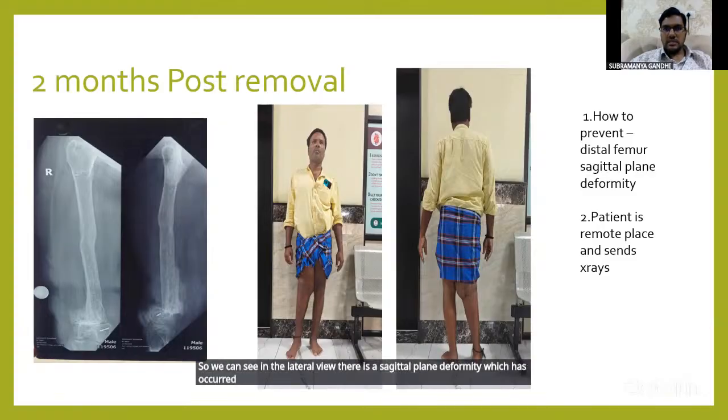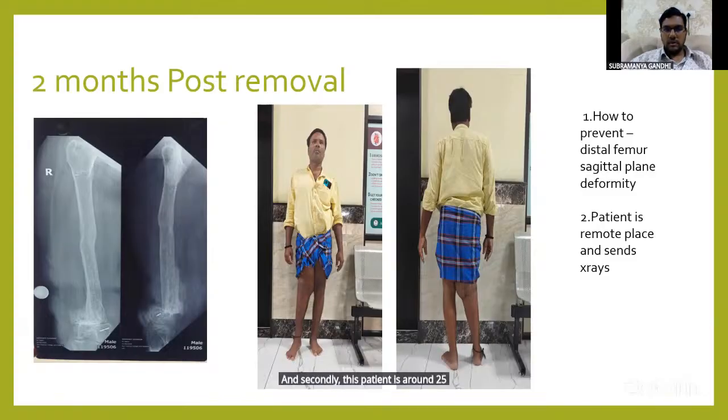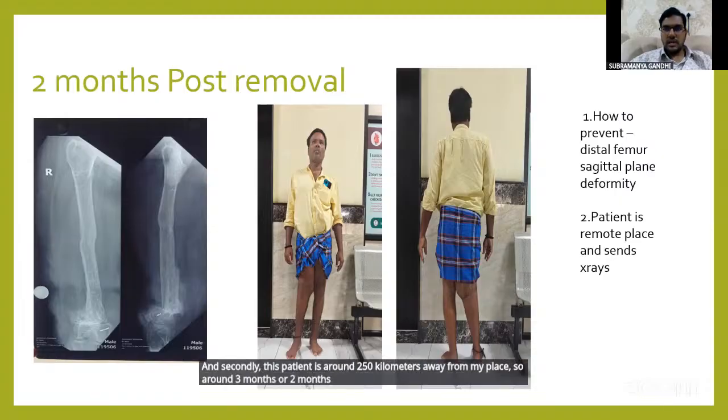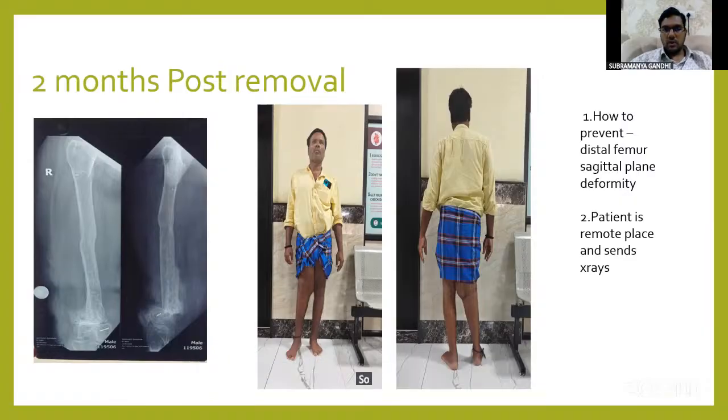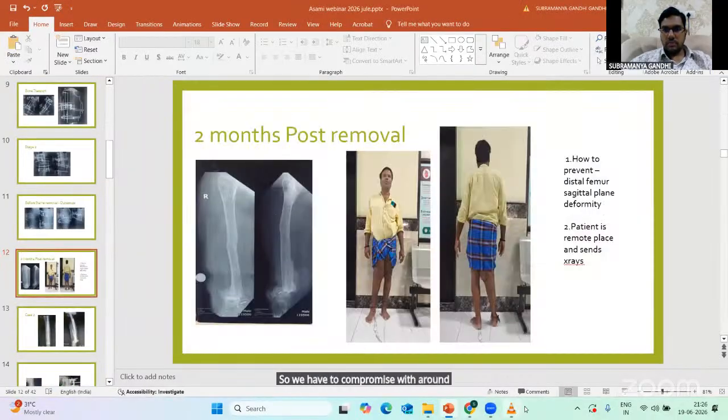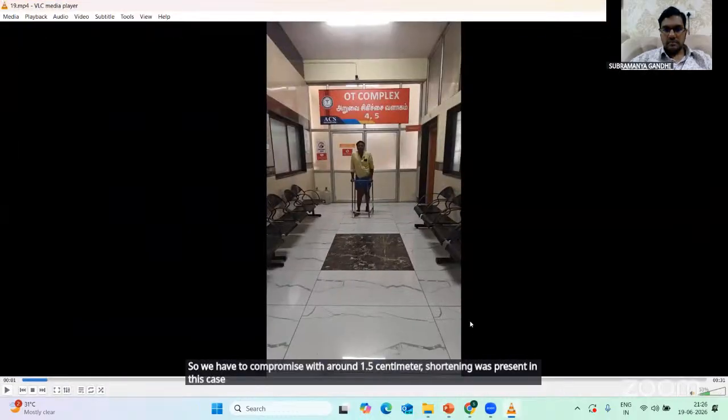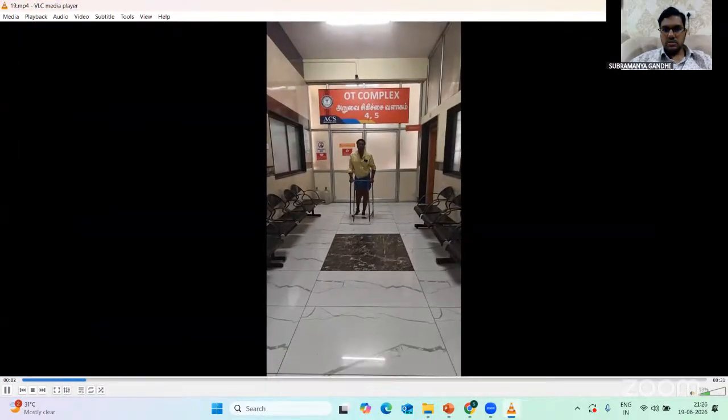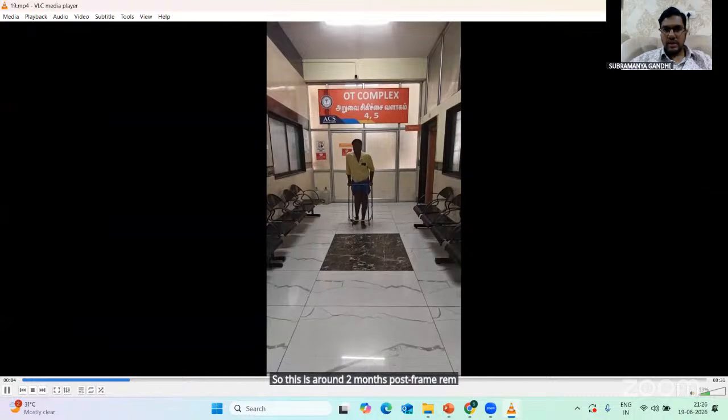And secondly, this patient is around 250 kilometers away from my place. So only once in around 2 or 3 months could I see this patient, and nearby he takes X-rays and keeps on sending. So we had to compromise, with around 1.5 centimeters of shortening present in this case. So this is around 2 months post frame removal. Currently the patient is walking.